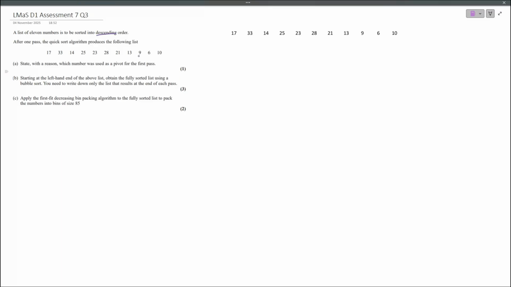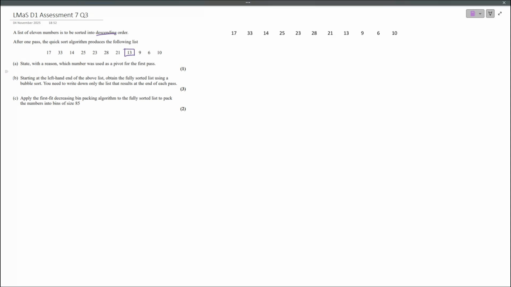9 might look like it meets that requirement. All of the numbers to the left of it are greater than it, but to the right of it, we have a number that's greater than it and a number that's smaller than it. So 9 also doesn't meet the requirement. And if we go from left to right and see which one does, it's going to be the number 13.